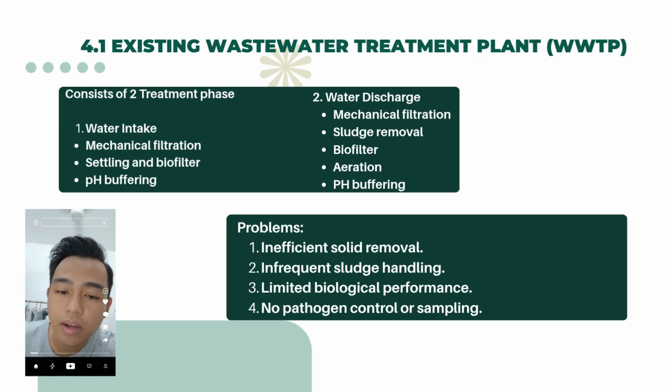Next is aeration. The aeration is only using air pumps and plastic tubing. And the next one is pH buffering. This farm is using oyster shells and coral chips. And for the current design, there is no disinfection or final effluent monitoring.